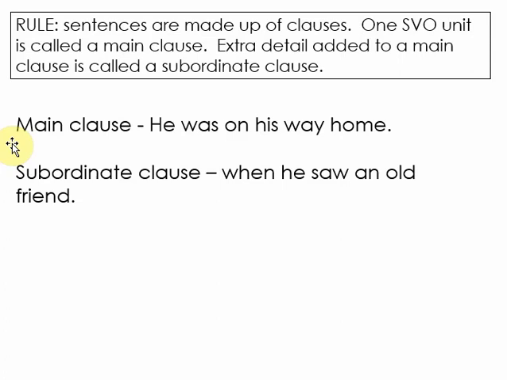For example, main clause: he was on his way home. That could be a sentence in its own right, okay? He, the subject, was the verb, home is the object, okay?